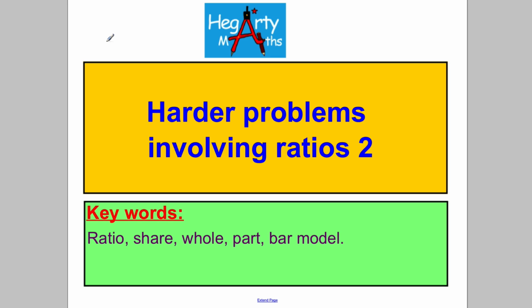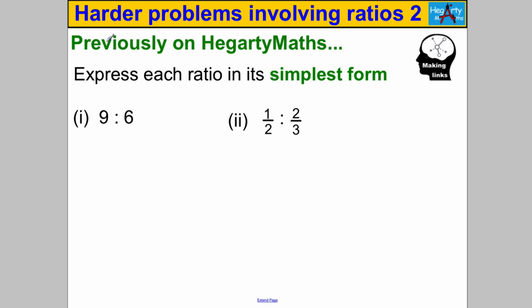It's Mr. Hegarty here, and in this video we're solving harder problems involving ratios, our second video on this topic. Two things I need you really good at. The first is simplifying ratios. Pause the video and double check you can do that.